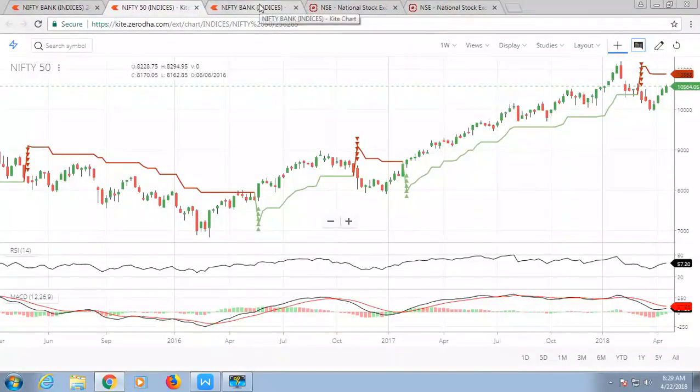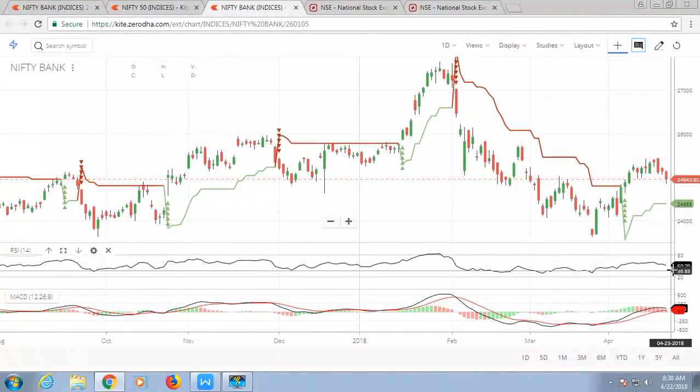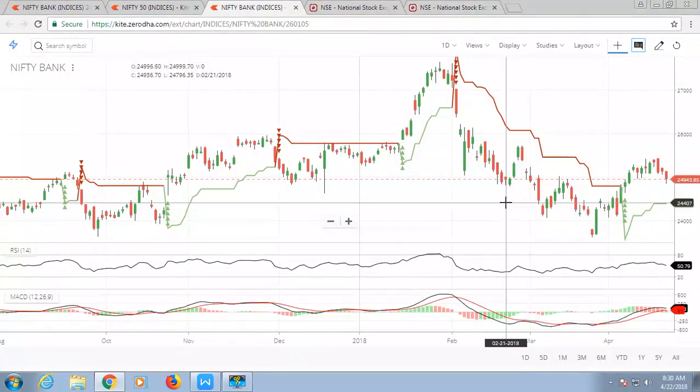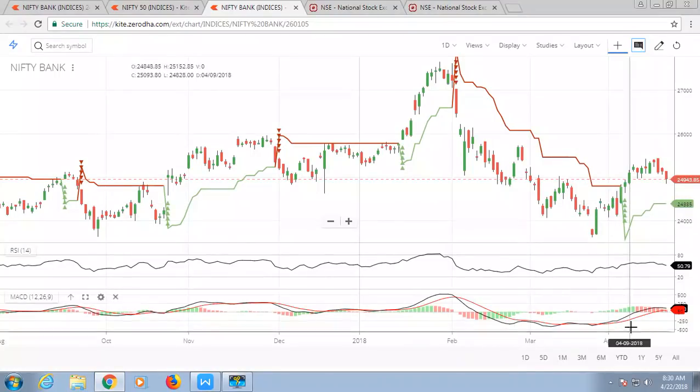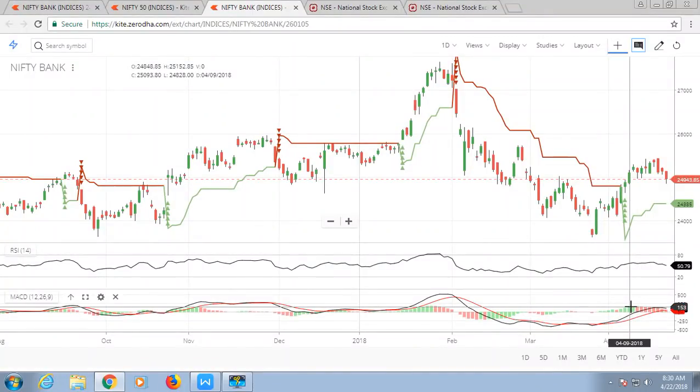Now time to check Bank Nifty. If we check the 1 day chart for the Bank Nifty, and you see this last candle, it is a bearish candle. So we can say Bank Nifty is bearish on the daily chart. If we take a look at this RSI, which is at 50, it is neutral, and if we see the signal line and MACD line, MACD is just above the signal line, so we can say MACD is showing Bank Nifty is a little bit bullish.